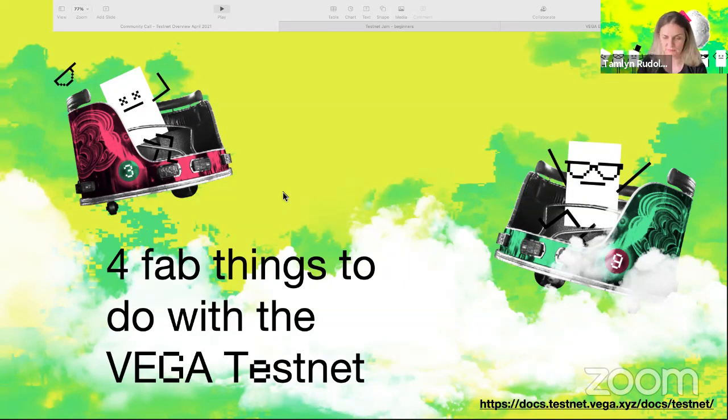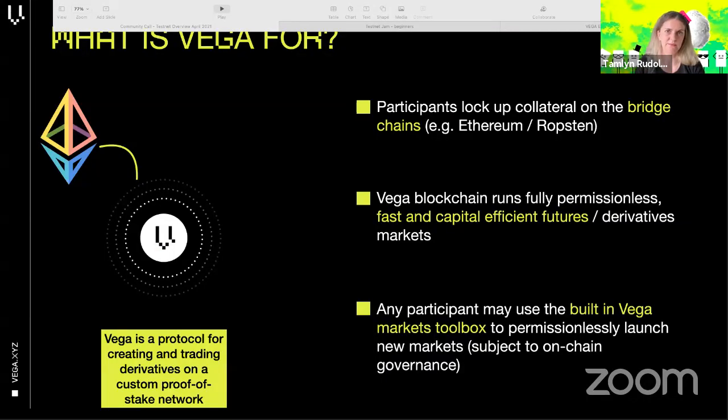So this is a bit of a whistle-stop tour for an update on where we're at with the Vega Test Net. So just to recap, what is Vega for? Vega is a protocol and a blockchain that's been designed from the ground up for the specific use case of trading. It operates as a sidechain to major collateral blockchains, and the first integration that you can find in the Vega testnet is a bridge to Ethereum. And of course, because it's a testnet and this is not about using any real money or assets, the way to use it is through a bridge to Ropsten.